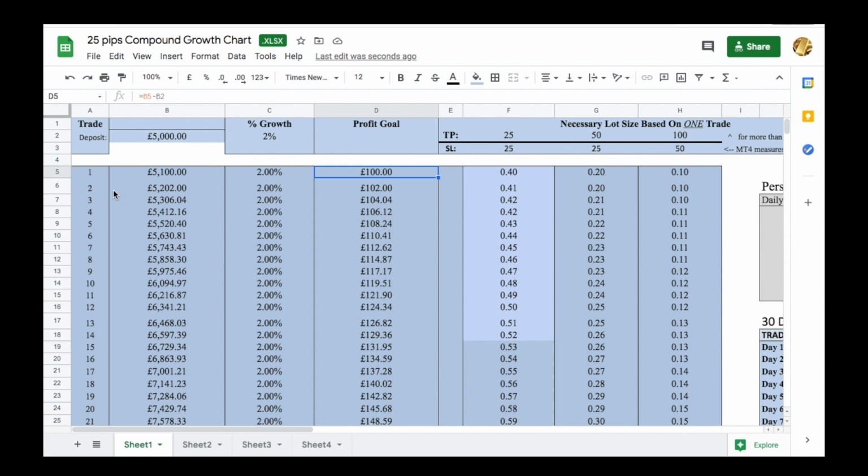Now I'm going to do the same thing. So the next day I'm going to be taking a 0.51 lot size in order to be able to get this, and so on and so on. I'm going to keep doing that until I keep going down my sheet.